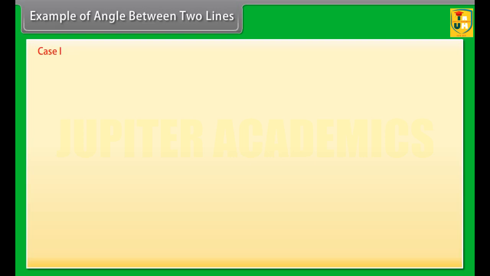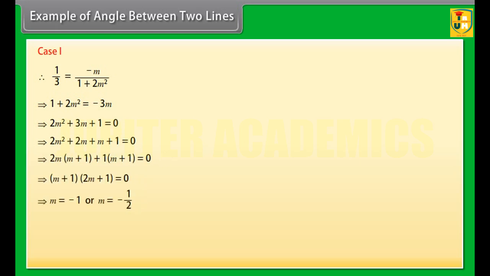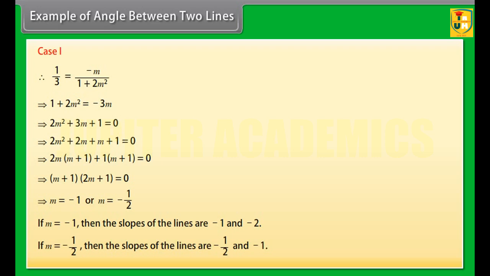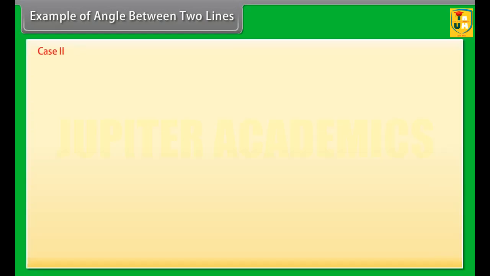Case 1. 1/3 = -m/(1 + 2m squared). On solving, we get m = -1 or m = -1/2. If m = -1, then the slopes of the lines are -1 and -2. If m = -1/2, then the slopes of the lines are -1/2 and -1.